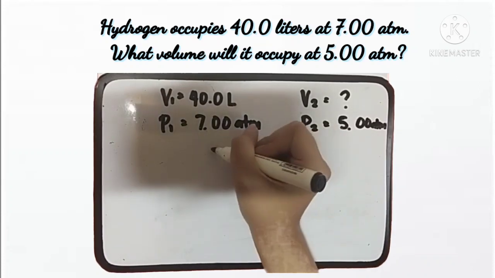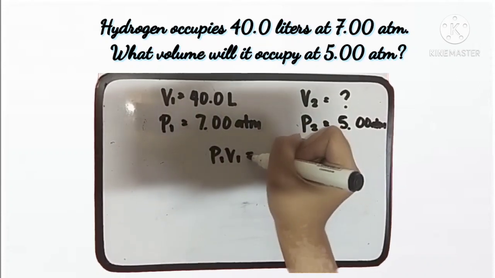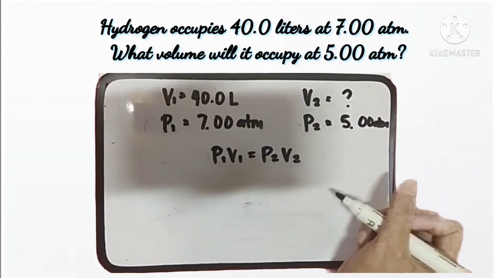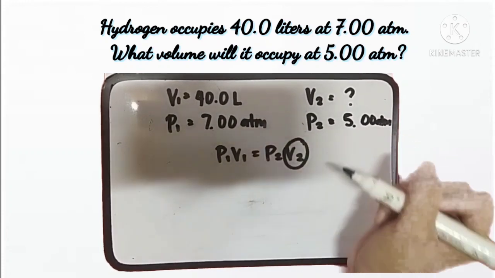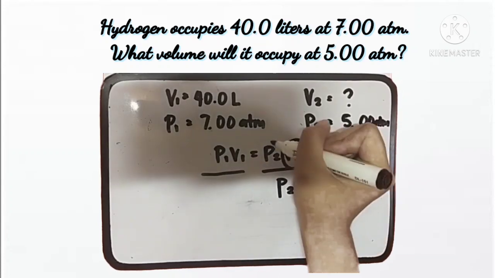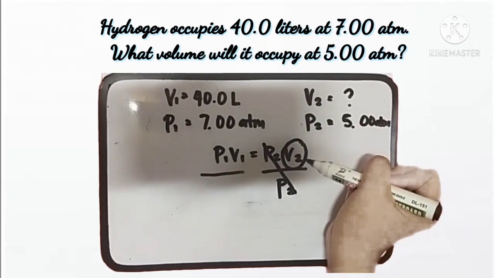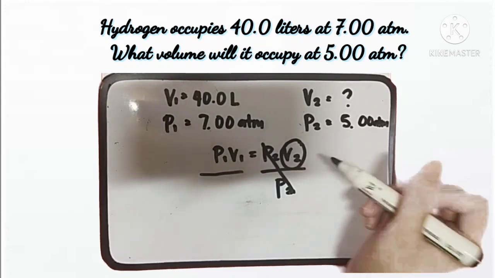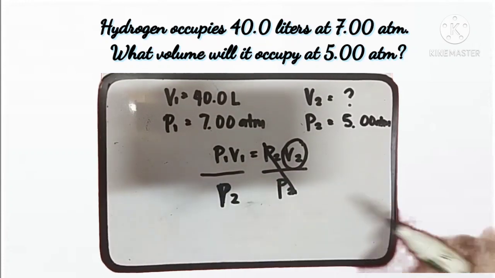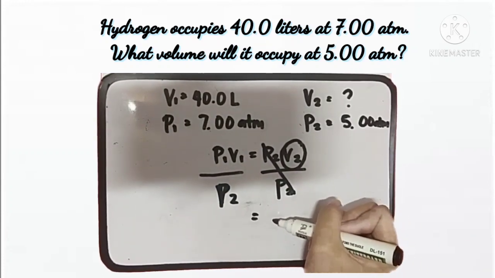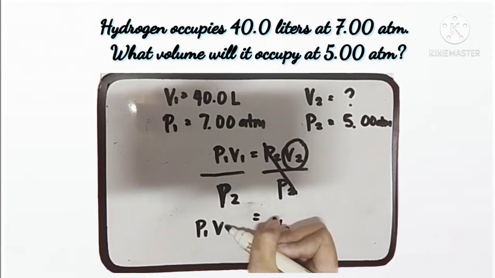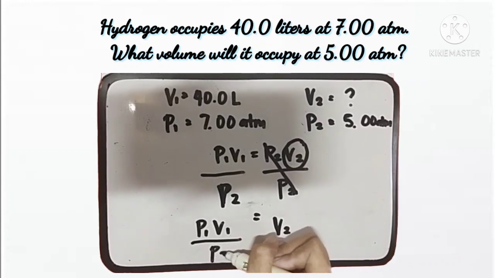Therefore, we are looking for the final volume, and this makes 5 ATM the final pressure. As we've done a while ago, we have to derive again the formula P1 times V1 is equal to P2 times V2. This time, since we're looking for V2, we will divide both sides by P2 so that it will be cancelled, and V2 is the only variable that will remain on one side. Therefore, our final formula will be V2 is equal to P1 times V1 over P2.